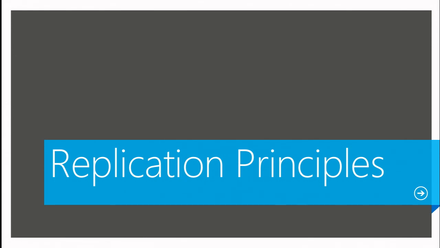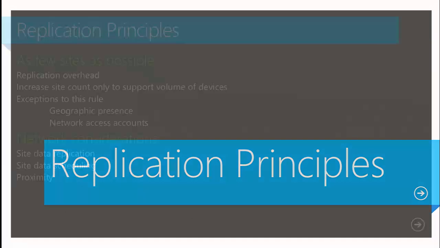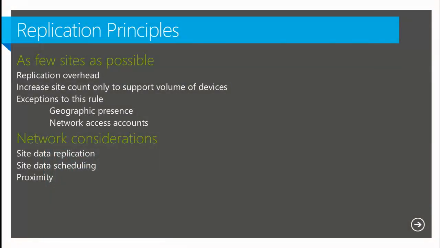But in this new replicated world as well, there are different principles to design because these sites really function in a different way. So some core principles as we move forward is that you should use as few sites as possible. There is replication overhead, and we'll be introducing a concept of the replication tax. You should only increase your site count in order to support additional devices.